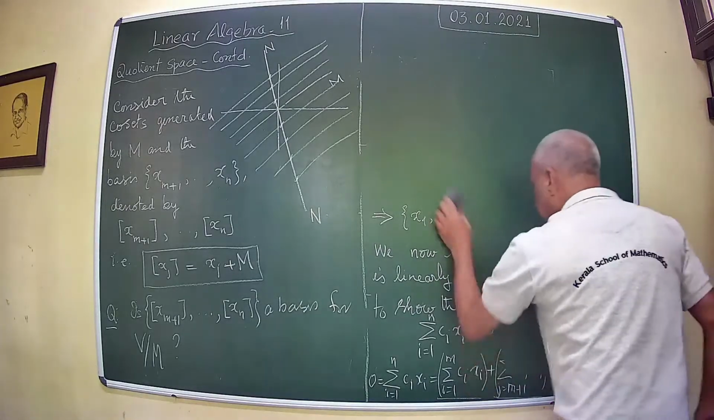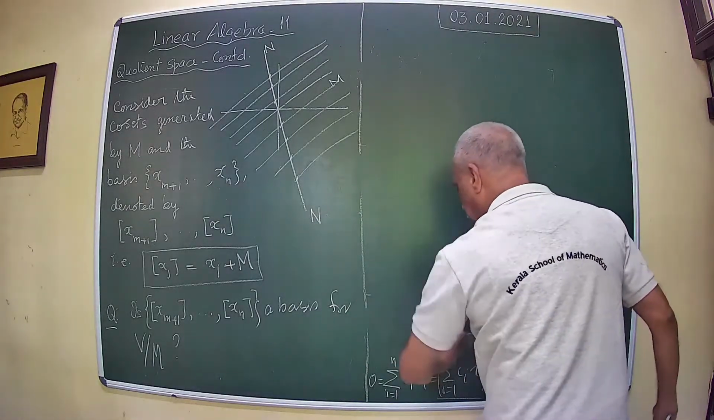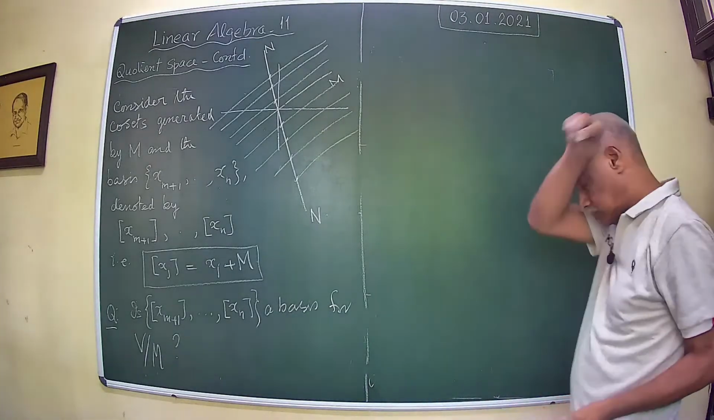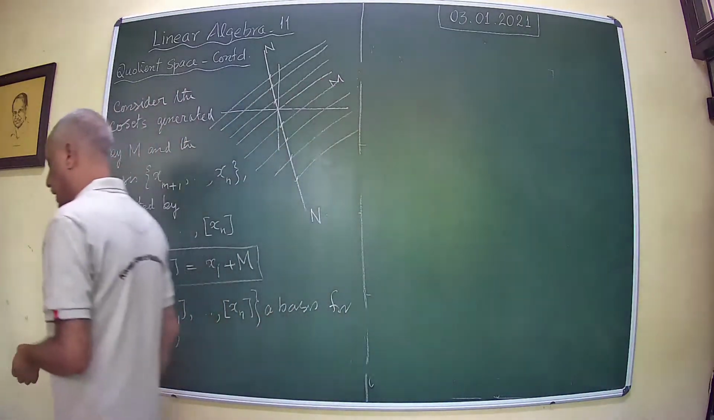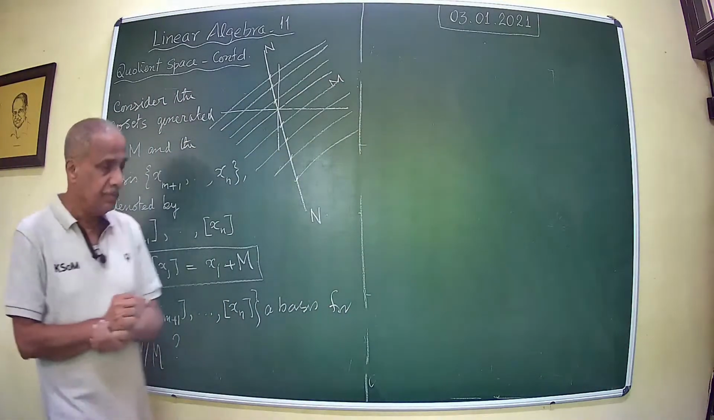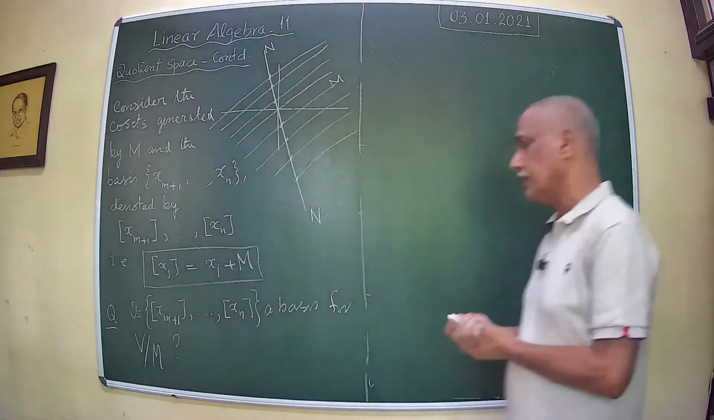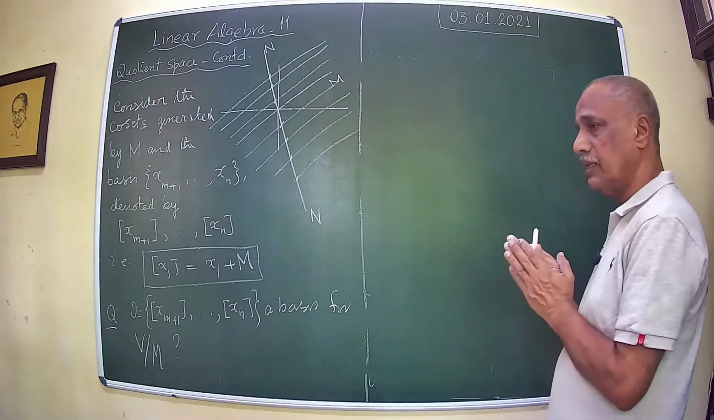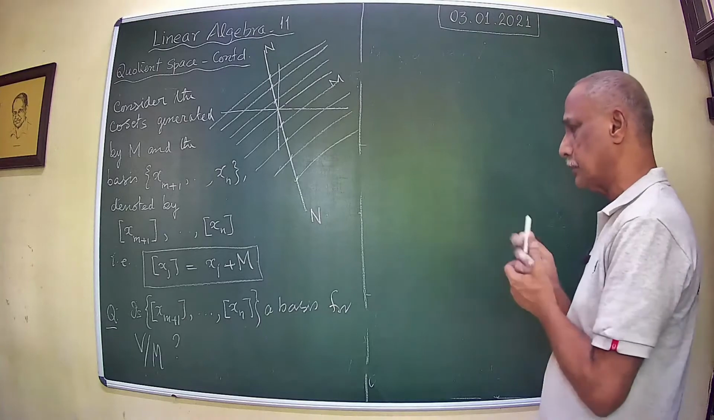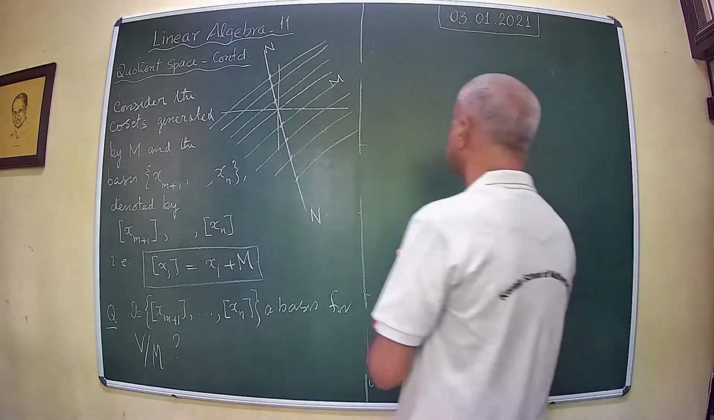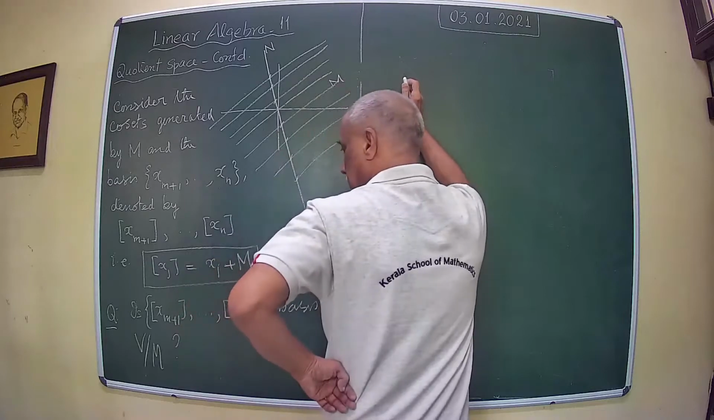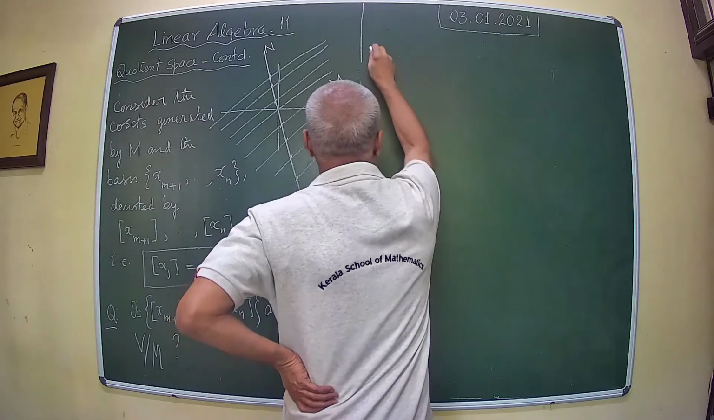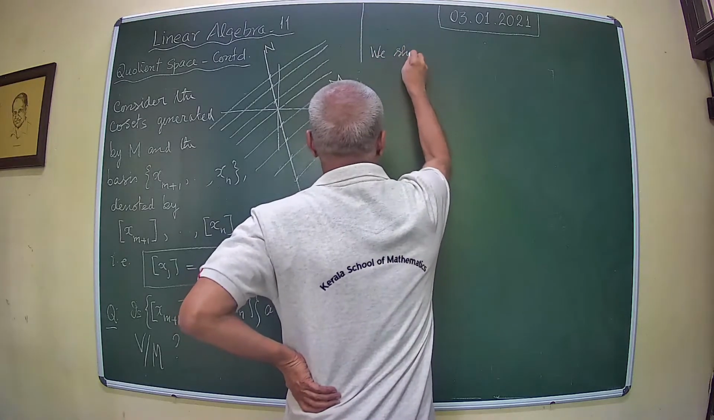So what we need, we have to prove that this is a basis for V/M, that is, every element of V/M can be written as a linear combination of x_{m+1}, x_{m+2}, etc., and that they form a linearly independent set. So first let us explore that this is a linearly independent set. Yes. So we shall prove that.